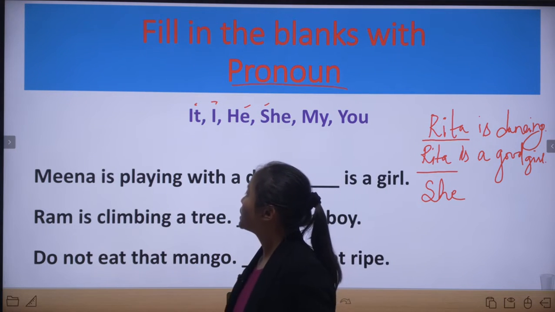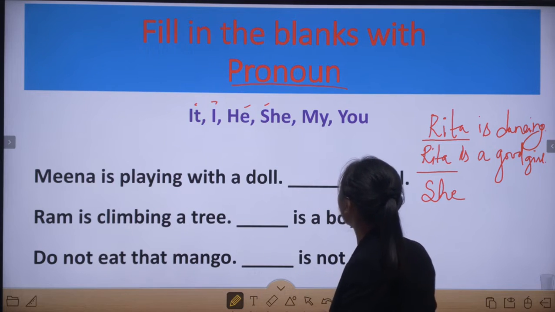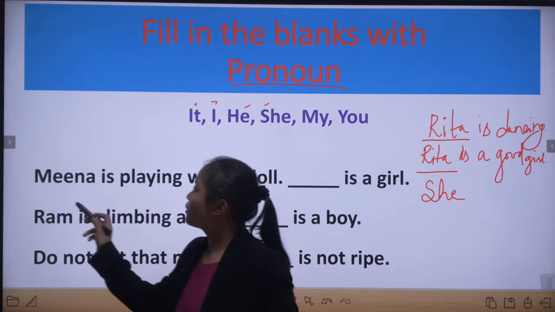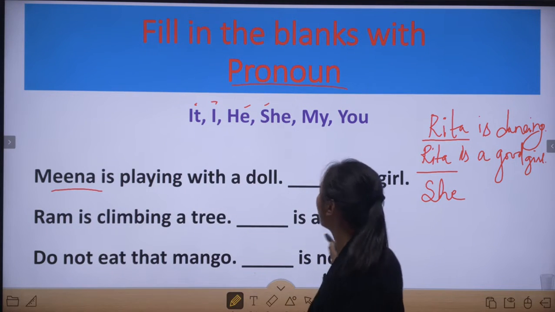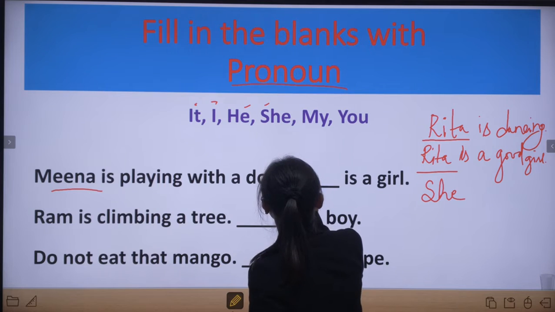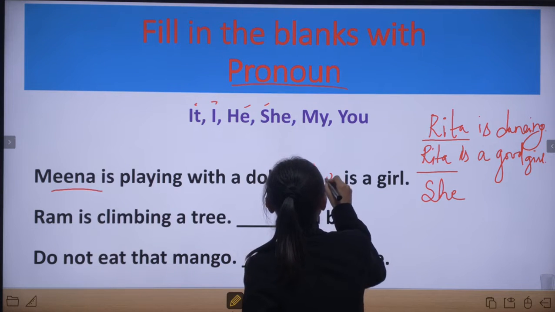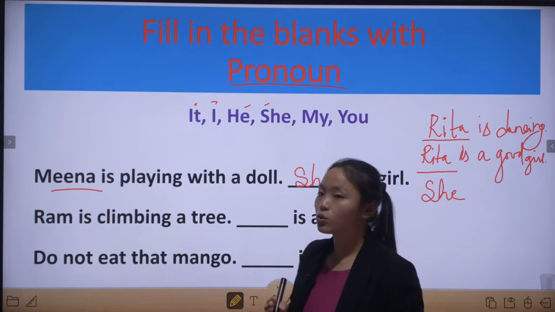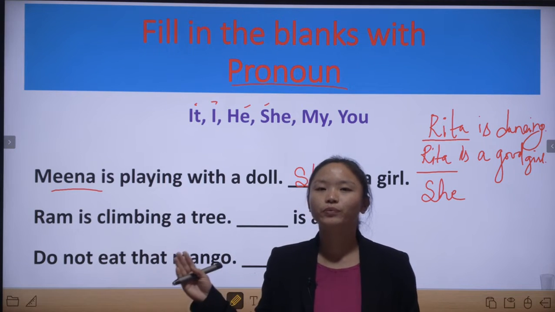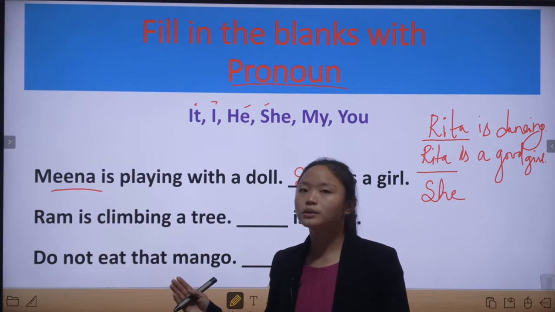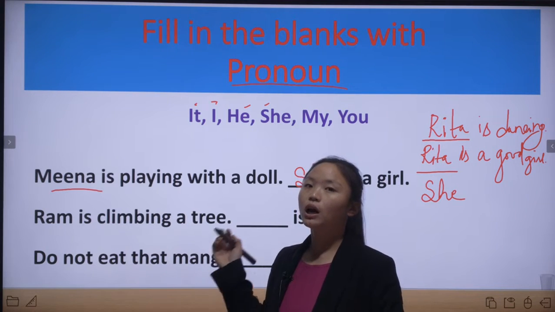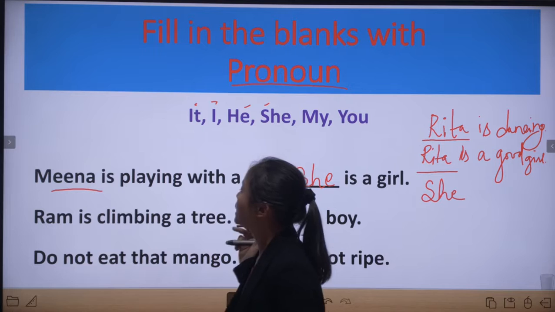So number 1 is Nina is playing with a doll. Nina is a girl. So in place of Nina we have to write what? We have to write she. We don't have to write Nina again when we say Nina is playing a doll, Nina is a good girl. We don't use her name again and again. Instead we will write she. Okay, so let's see the next.